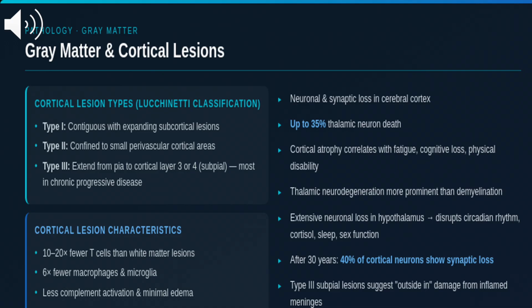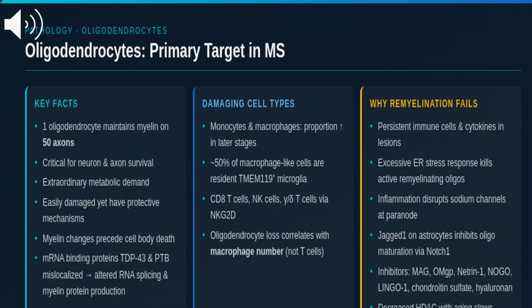Type 3 subpial lesions suggest outside-in damage from the inflamed meninges. Soluble toxic factors from meningeal germinal center-like areas diffuse inward, damaging cortex progressively from the surface. This mechanism provides a therapeutic target. Drugs that penetrate the meningeal space and disrupt these germinal centers may be essential for preventing cortical atrophy.